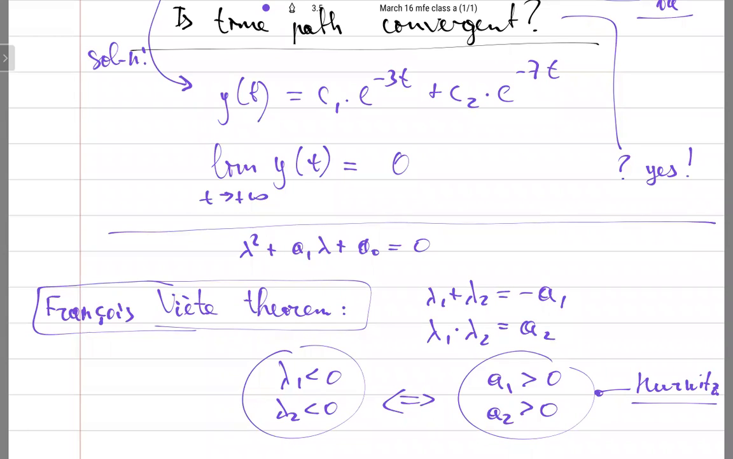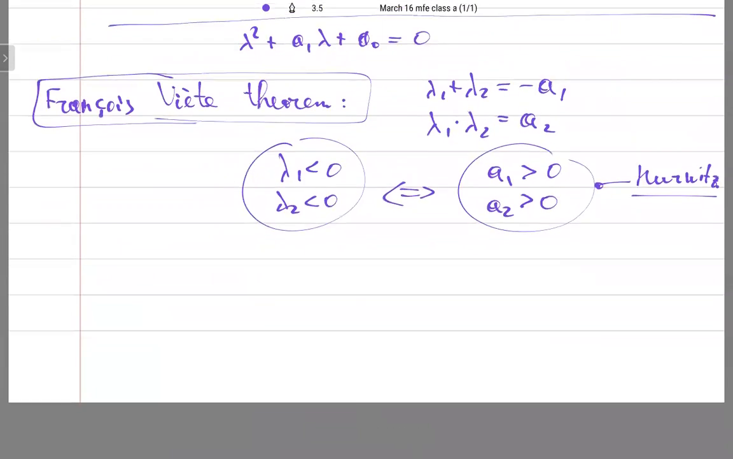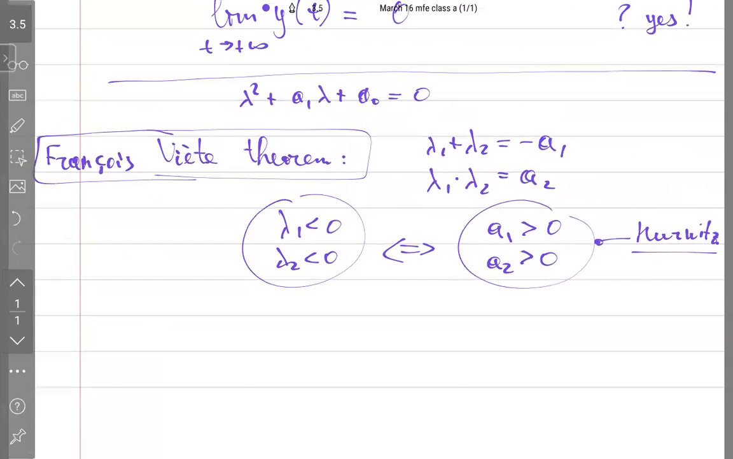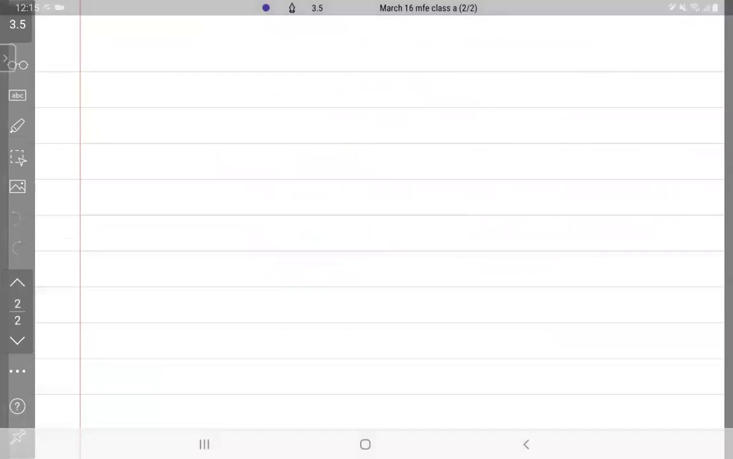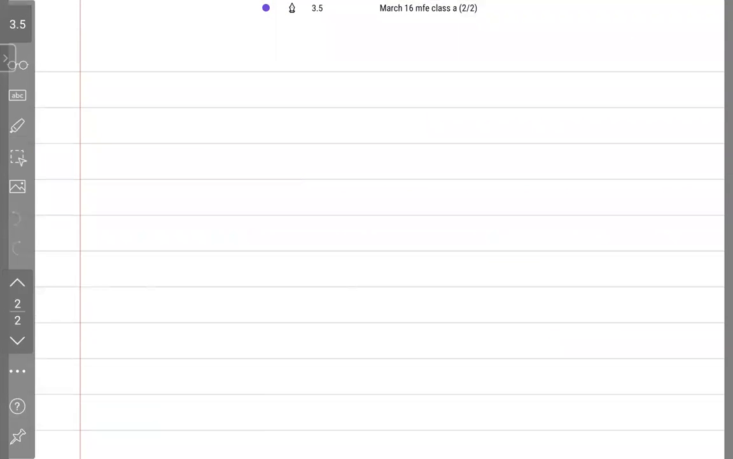If we have a third order or fourth order differential equation, then the Hurwitz criterion is just the same thing, but applied to higher order. But basically the idea is here, and in general. The proof is technical, and it's just by induction.